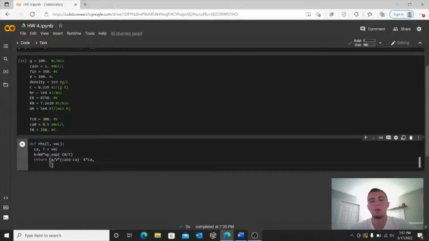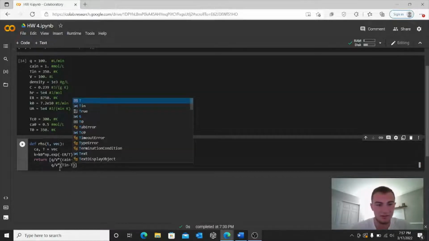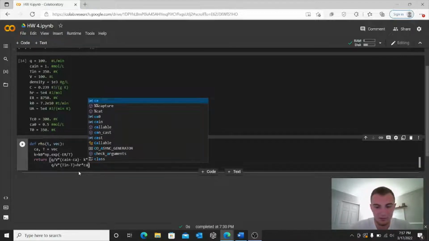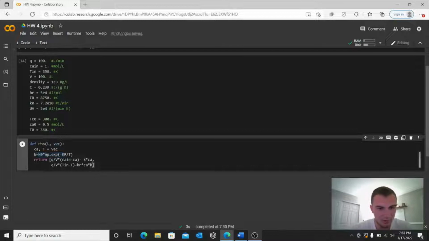Yep, we look good. Okay, so our second right-hand side, solving for the temperature of our contents here, will be Q divided by V, and this will be multiplied by our temperature going into the reactor minus the temperature of our contents. And from here we will add the enthalpy of reaction, so HR. This will be multiplied by Ca, and also be multiplied by K, what we solved for right here, the Arrhenius equation. Okay, this will be divided by the density times the heat capacity C.